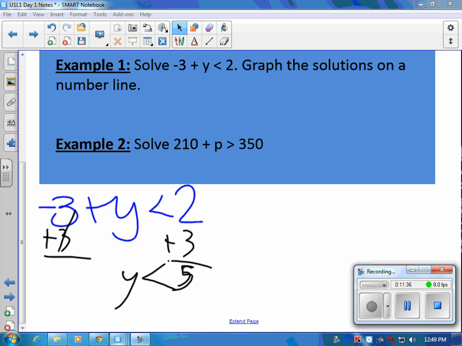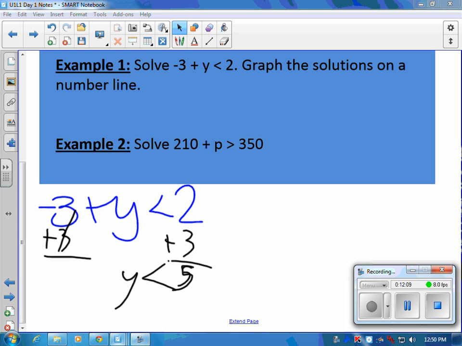3 is negative, and we have to remember the ultimate goal is to get the variable by itself. So I'm looking at these inverse operations. My goal is to make this 0. I'm trying to get y by itself. And to make this 0, I have to take negative 3 plus a positive 3. That now goes away. I have 0 plus y, and then 2 plus 3 gives me 5. So now I have y is less than 5.